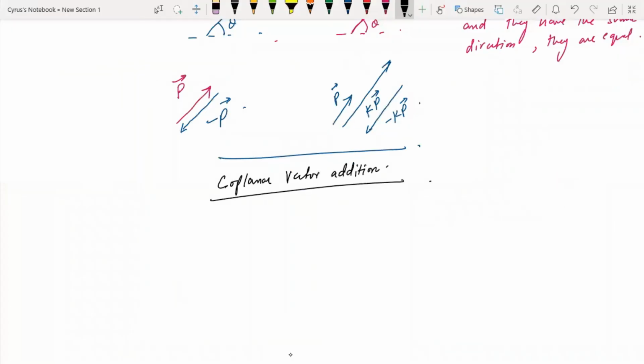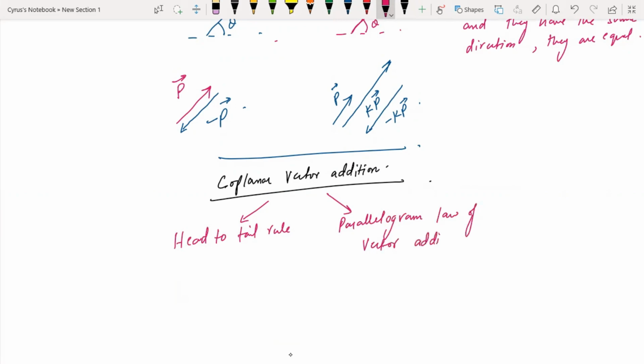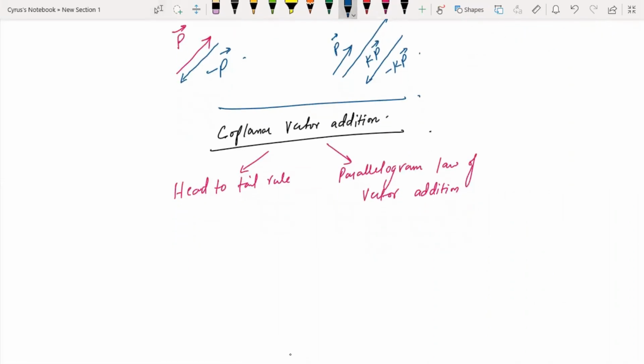There are two methods to add the coplanar vectors. One of the methods is the head to tail rule. And a little bit of extension of this rule is the parallelogram law of vector addition. So head to tail rule is the basic rule we have, and parallelogram law comes from that, right? Let us talk about head to tail rule first.